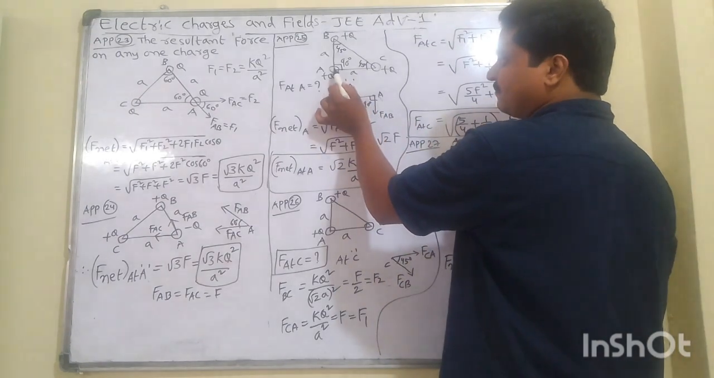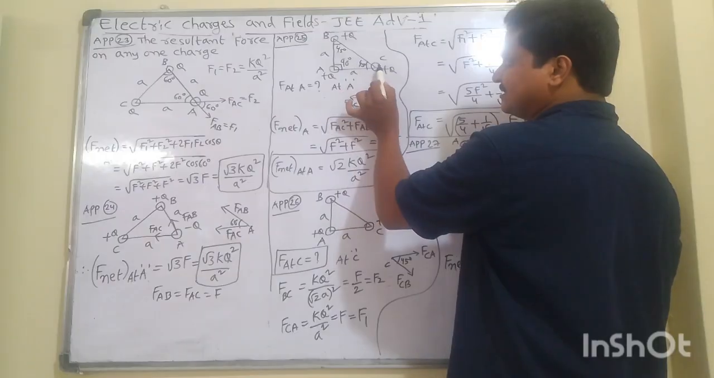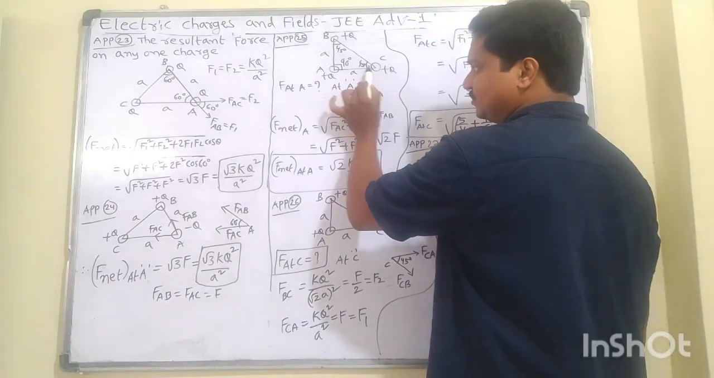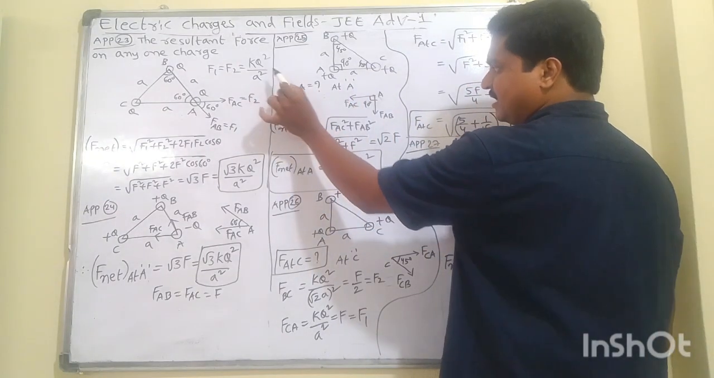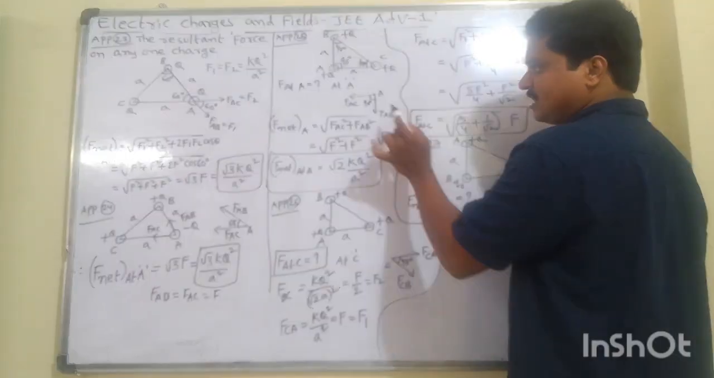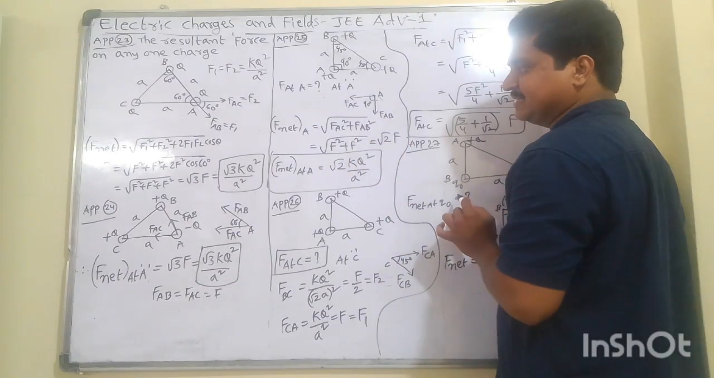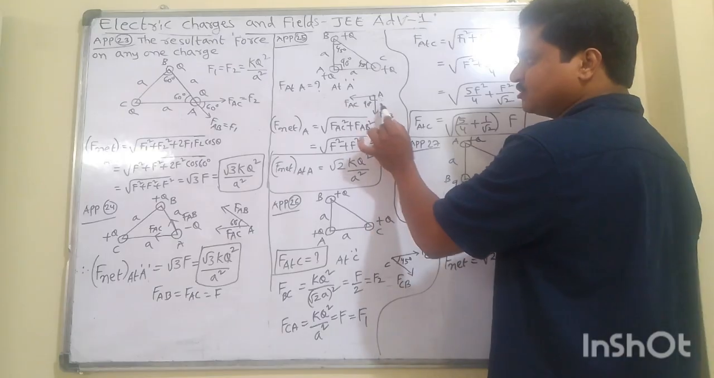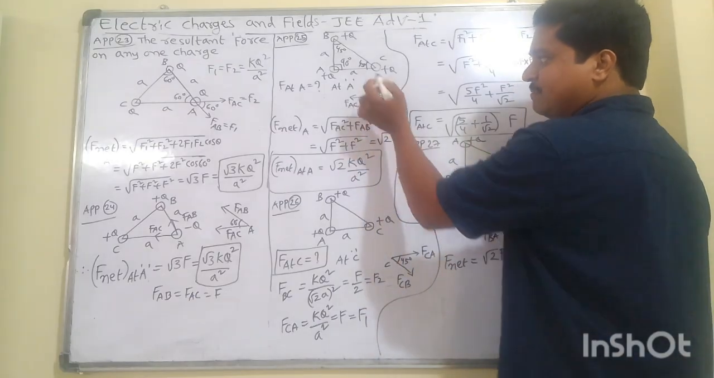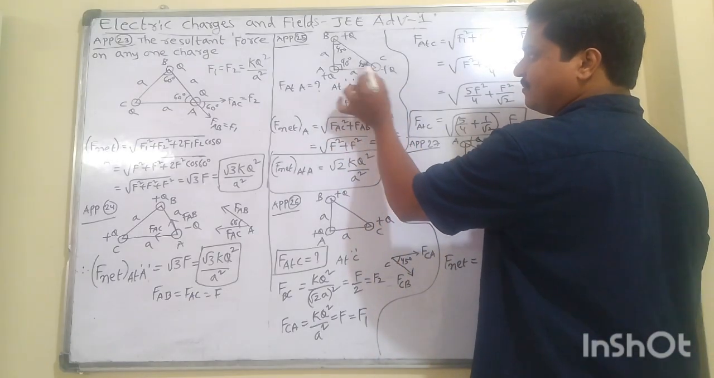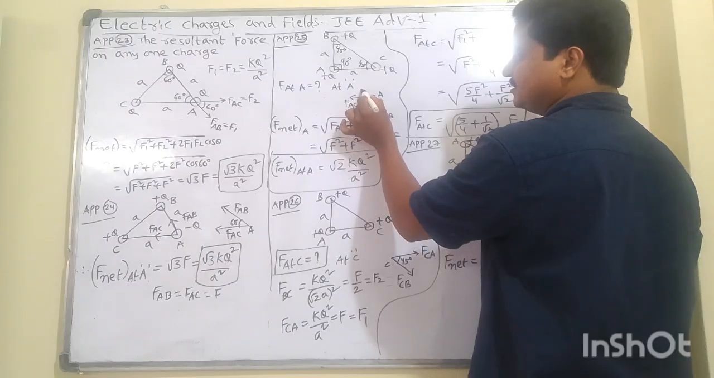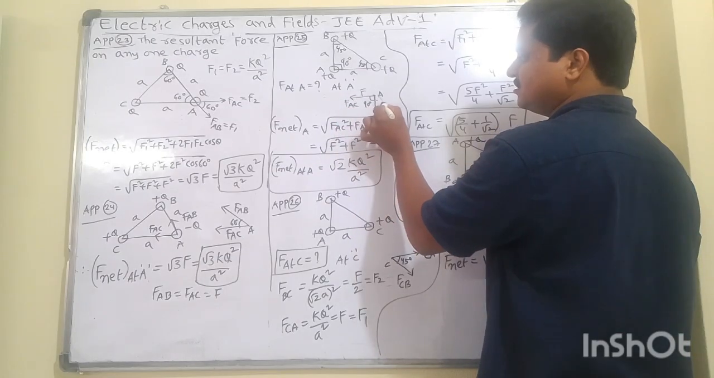And from A, take a positive charge towards C. Again you will get a repulsive force away from A, like this. Now you can observe the angle between FAC and FAB is 90 degrees. I want to find the net force between FAC and FAB, but both are equal values, kq square by a square. So this is F and this one is also F.